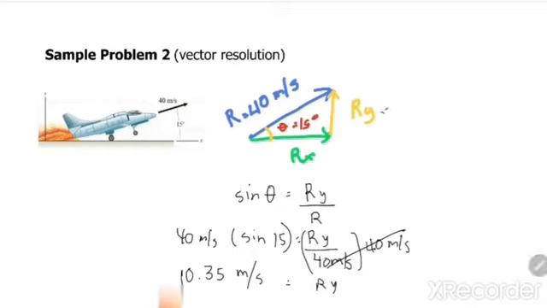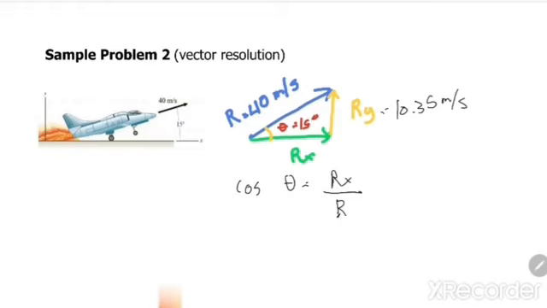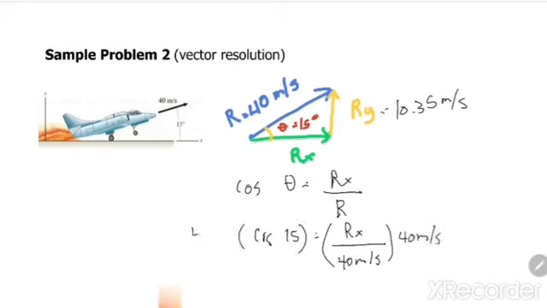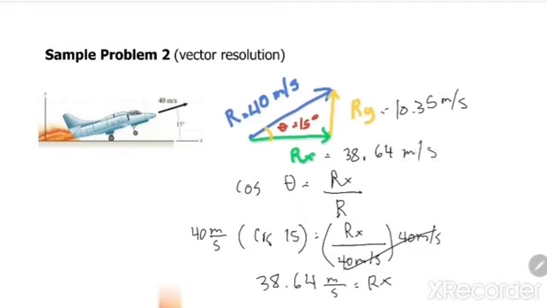How do we get the x component? I need to use the cosine function. So, cosine 15 equals rx, the unknown, over r, which is 40 meters per second. Multiply both sides by 40 meters per second and cancel. 40 times cosine 15 is 38.64 meters per second. That's rx. Its magnitude is larger. You can see here that rx is longer than ry.